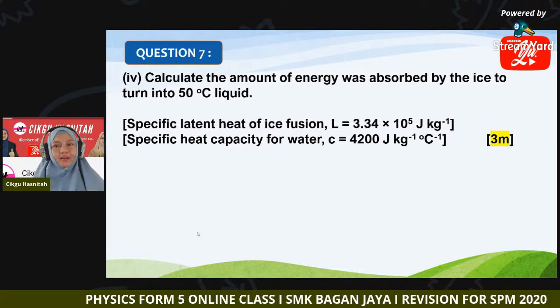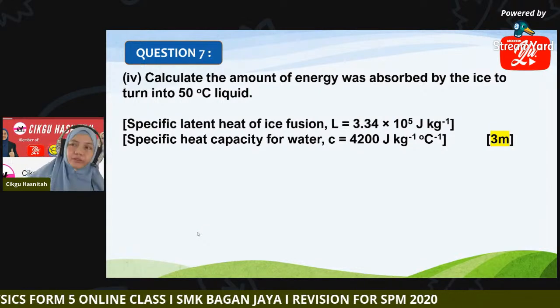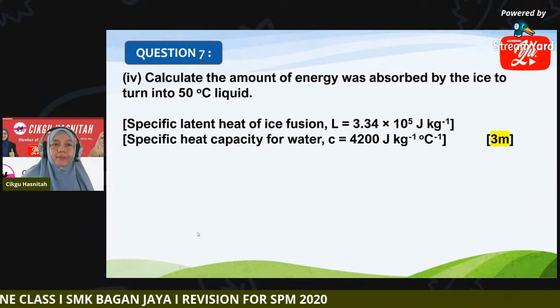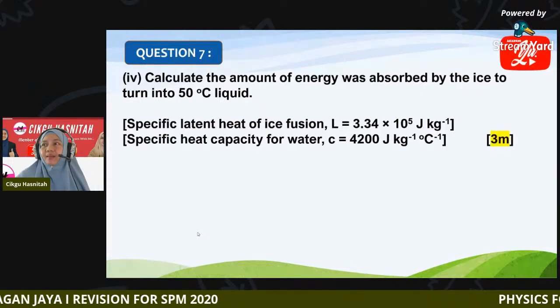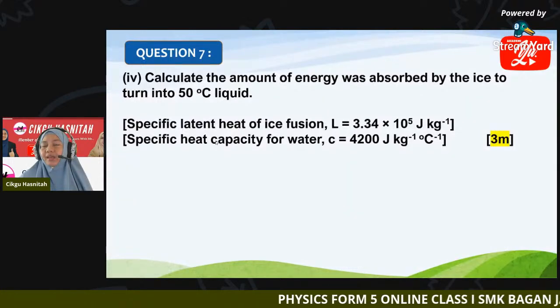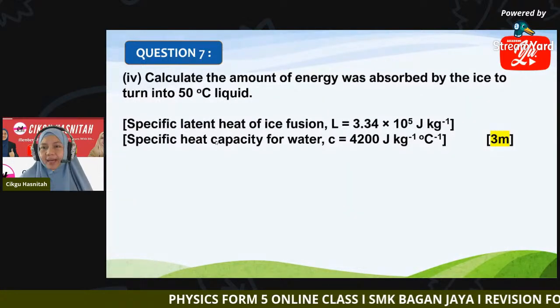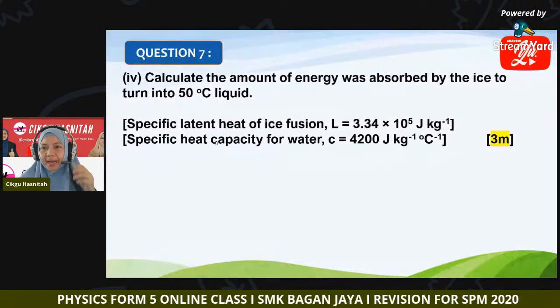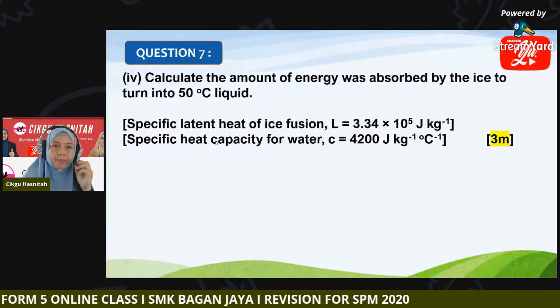Okay, so first and foremost, what to do? How many processes are involved here? Ice turns into 50 degrees Celsius. Okay, Wei Liang says 2.525 kilojoule. Okay, how about the others? Have you found them?